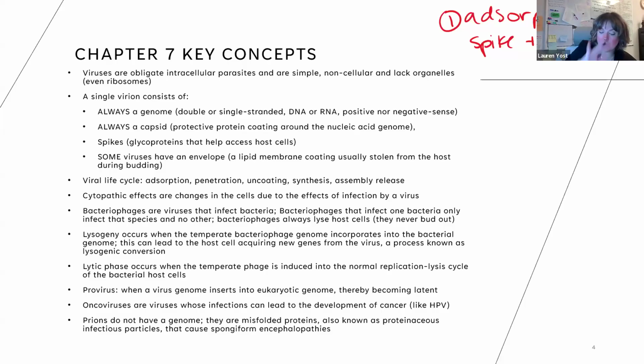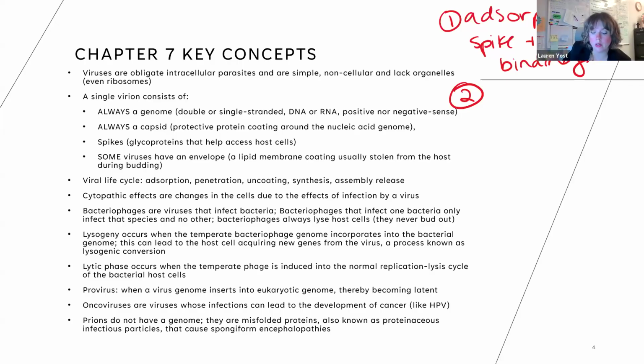So we're starting off talking about our viral cycles. The first step is adsorption. This is when the spike binds to the surface of the host cell, all right? This is literally just that initial binding. To absorb something is like soaking up a liquid. That's not what we're saying. Adsorption with a D, okay?